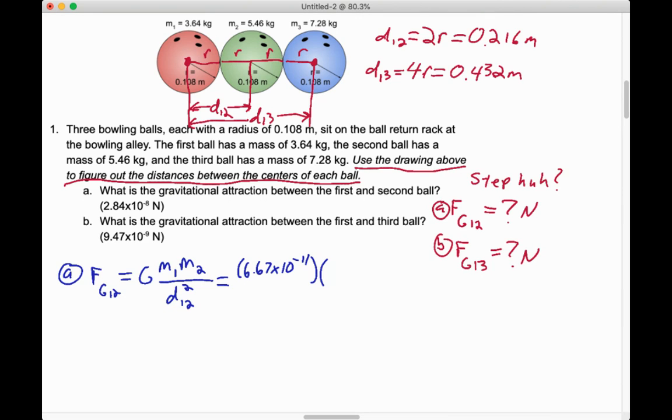And then we need mass one. Mass one is this number here, 3.64 kilograms. Sorry, that's a 4. It kind of looks like a 9, but that is a 4. Times mass 2. So what is mass 2? 5.46 kilograms.